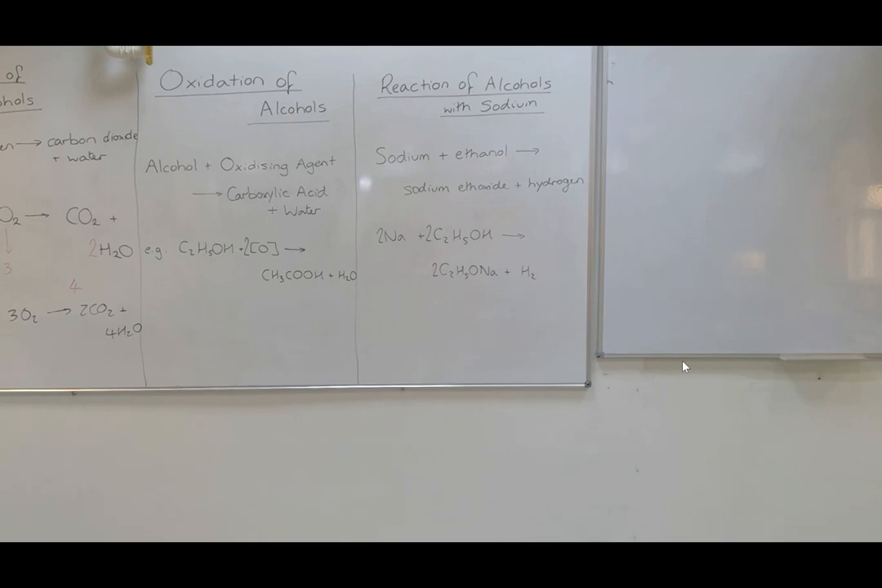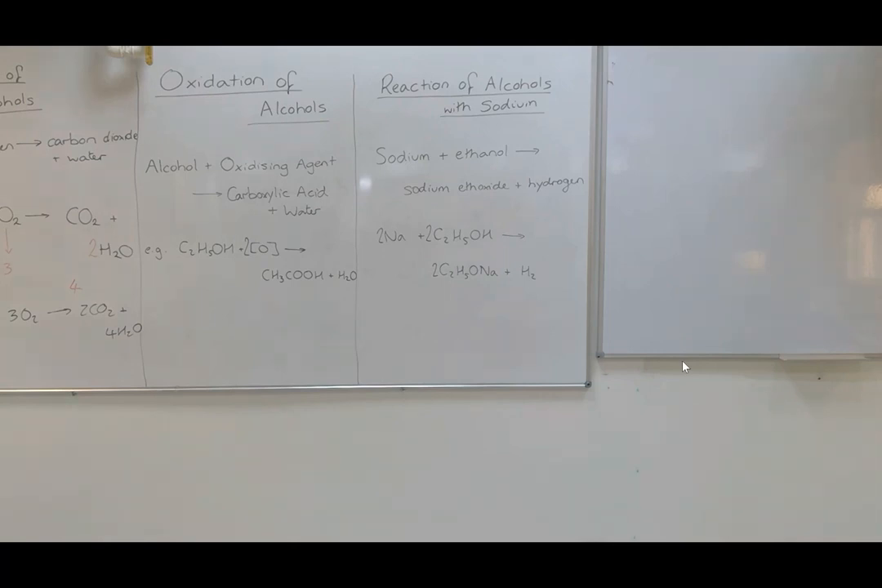So, for example, if you add sodium to methanol, the products will be sodium methoxide and hydrogen. If you add sodium and propanol, you'll get sodium propoxide and hydrogen. Likewise, if you change the alkali metal, for example, to potassium, and you did potassium and ethanol, you would get potassium ethoxide and hydrogen. You do not need to be able to write symbol equations for this, but I have given one there for you, just in case you're interested.